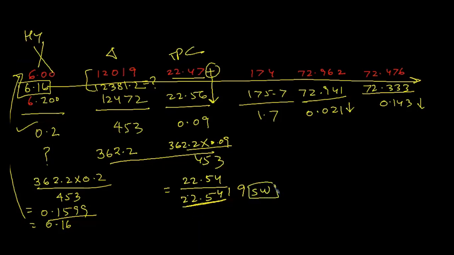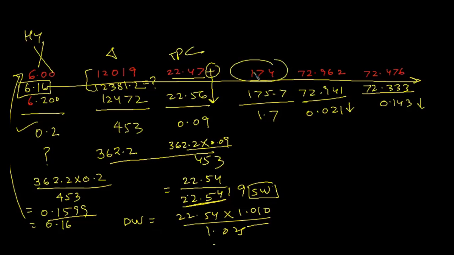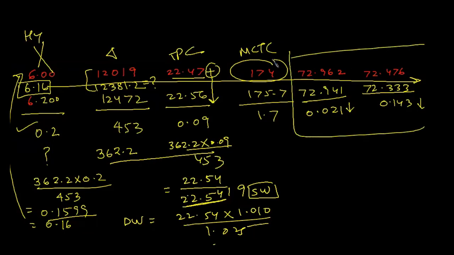Now, if I need to convert to dock water, what to do? 22.54 into 1.010 divided by 1.025. You get the final thing. Clear? The next is MCTC. After that, there is no need to convert. The values will remain the same. You need to find the equivalent value here.